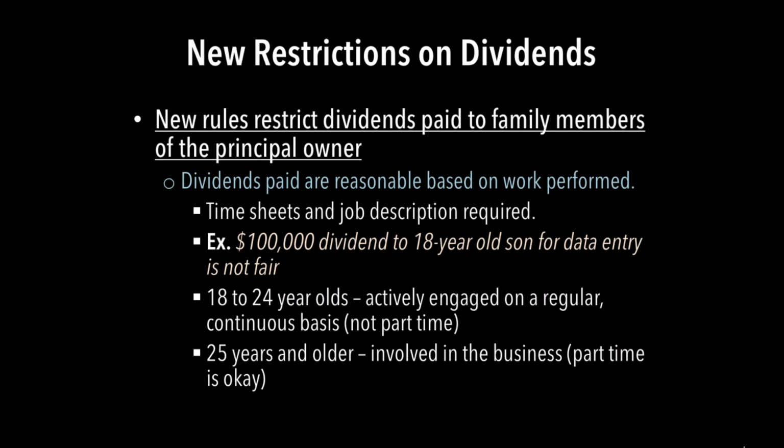The government has restricted dividends further by age category. 18 to 24-year-olds can receive dividends if they are actively engaged in the business on a regular and continuous basis. That means you can't pay a dividend to an 18 or 24-year-old who is working part-time. For those 25 years and older, you can pay a dividend to them, a reasonable amount that is, so long as they're involved in the business.